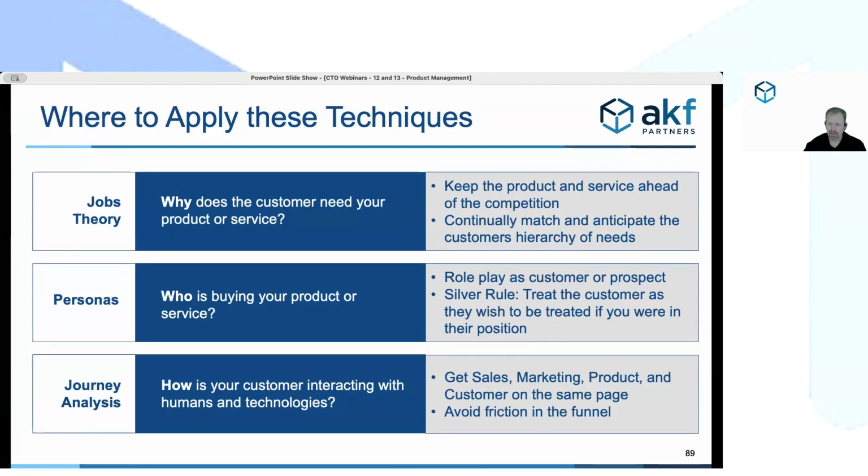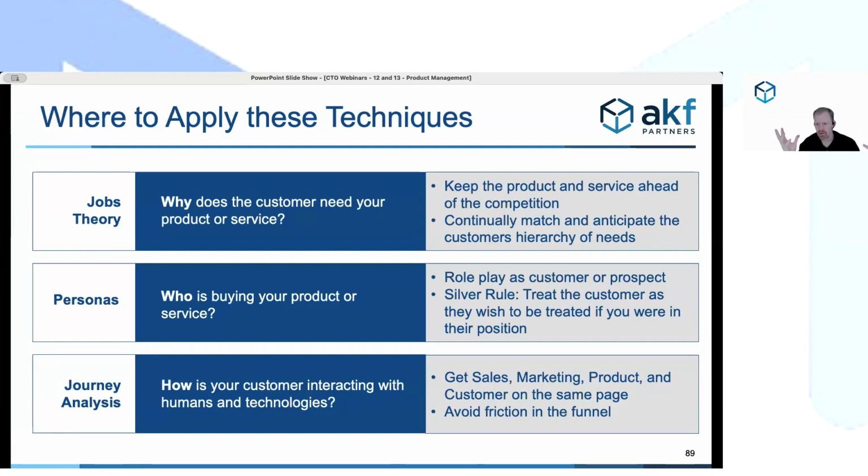Again, where to apply the techniques. Jobs theory is really around making sure your product or service stays ahead of the competition. It helps you match and anticipate the customer's hierarchy of needs that we talked about last week. That's the jobs to be done. We talked about how the engineering team can come up with creative ways to understand what they are trying to do in their day-to-day job. And the personas, this is where you're role playing as a particular customer prospect. The more that engineers can role play, the more likely they are to better understand the user in the user story.